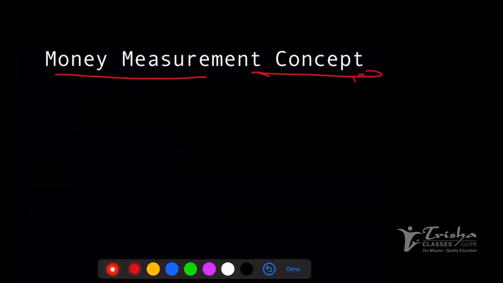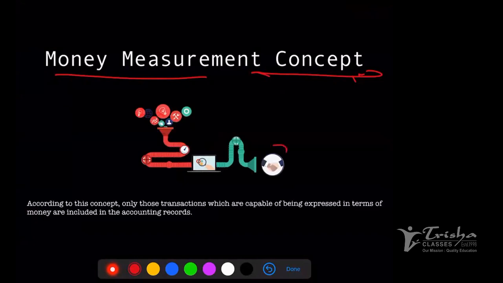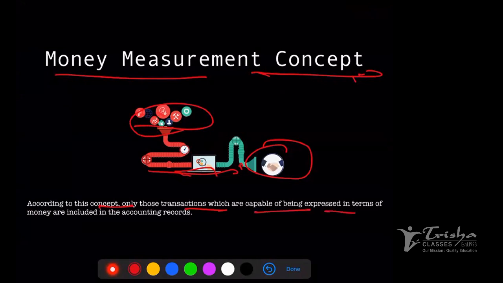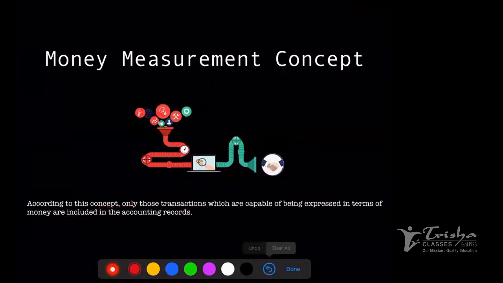The next concept is the money measurement concept. We have already seen this. I told you we record only transactions in the books. We record only transactions. We don't record qualitative aspects. It is because of this concept itself. Whatever activities are measurable in terms of money, only that is to be recorded in the books, nothing else. According to this concept, only those transactions which are capable of being expressed in terms of money are recorded in the accounting records. We have discussed this already. Only those activities which are measurable in terms of money are to be recorded.